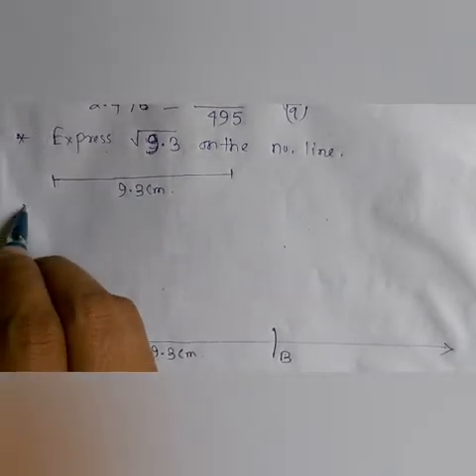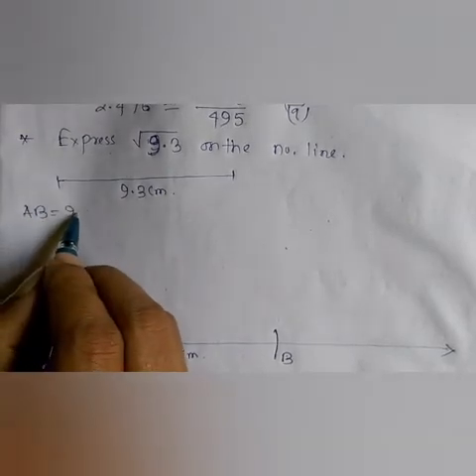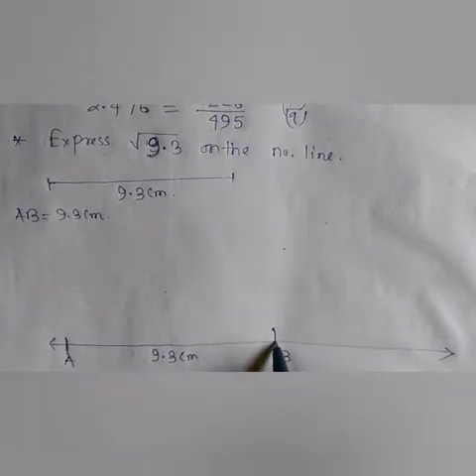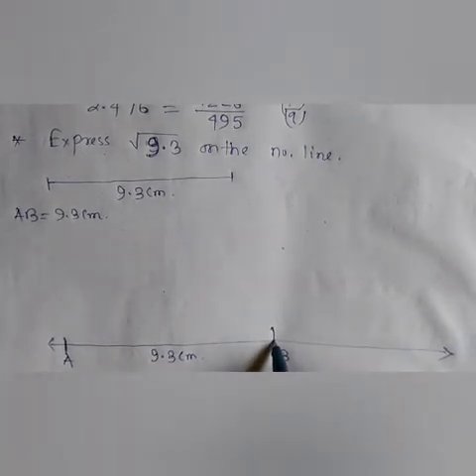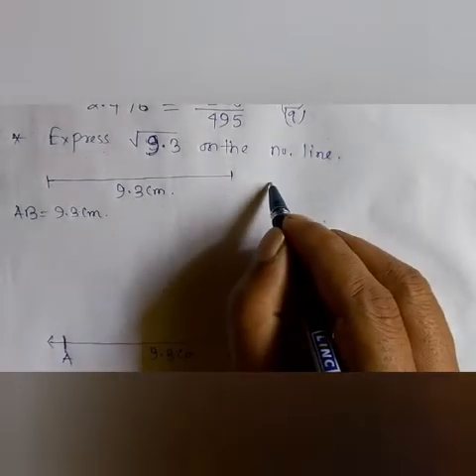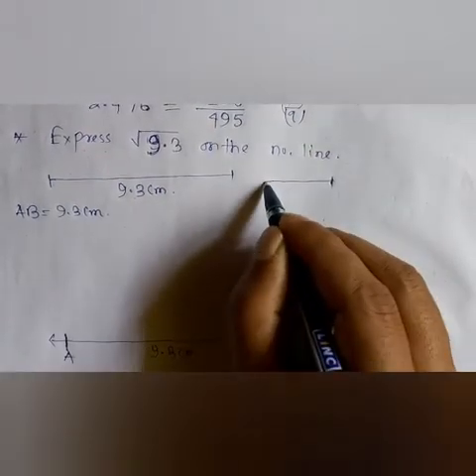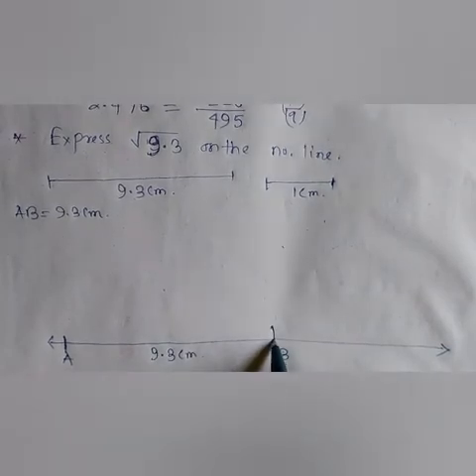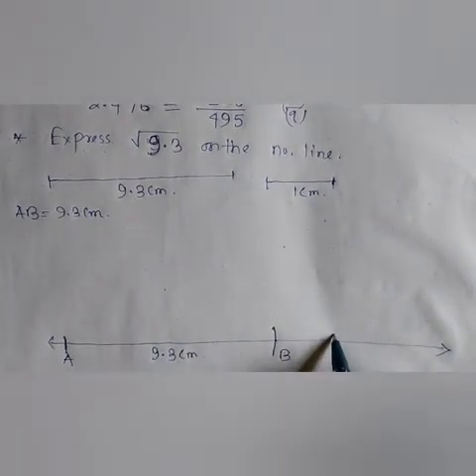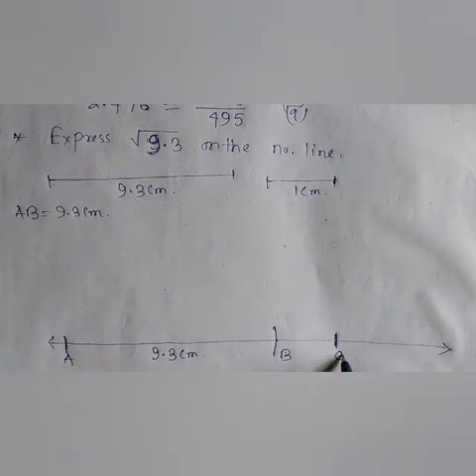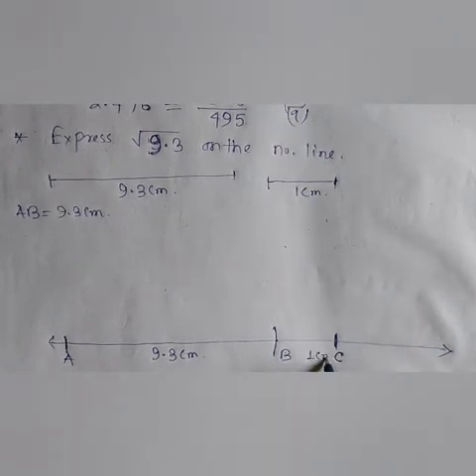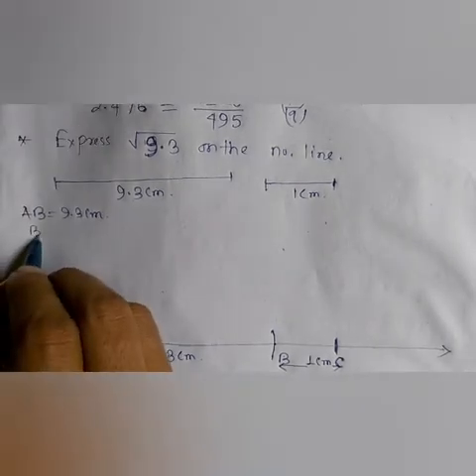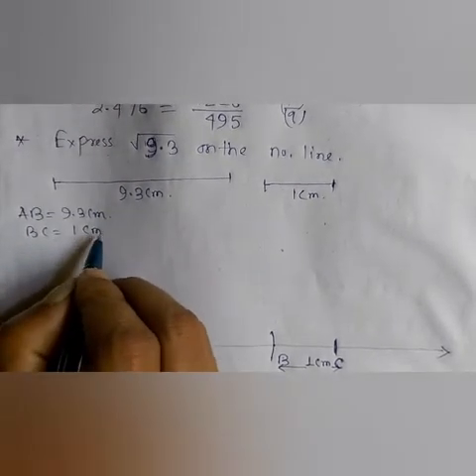That means the value of AB is 9.3 centimeters. Again we have to take 1 centimeter. So you have to draw here the 1 centimeter. Start from B, draw 1 centimeter. This point is the C. So this one is 1 centimeter, so BC is 1 centimeter.